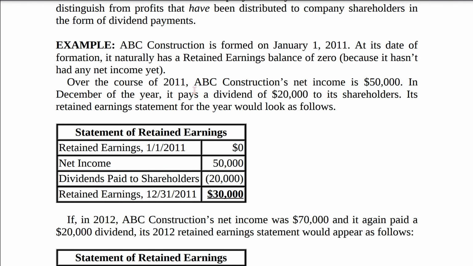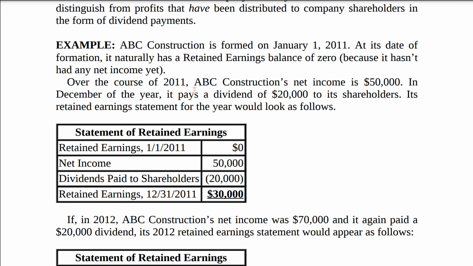So here it is given that ABC Construction is formed on January 1, 2011. As it was the formation day, the company had no retained earnings. That is, the retained earnings balance was zero. Over the course of 2011, the company's net income is $50,000. The company has earned $50,000 net income over the period of time. And in December of the year, it pays a dividend of $20,000 to its shareholders.